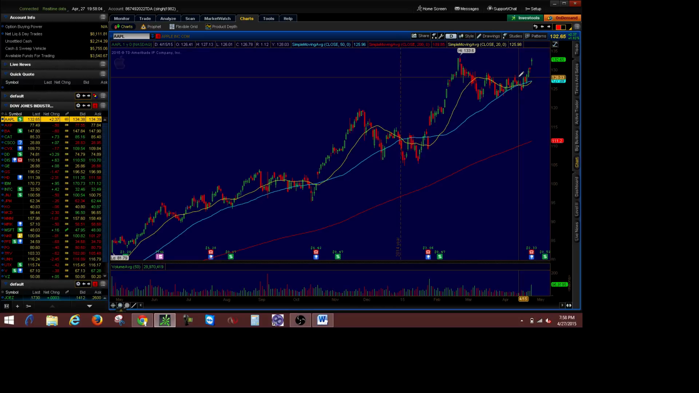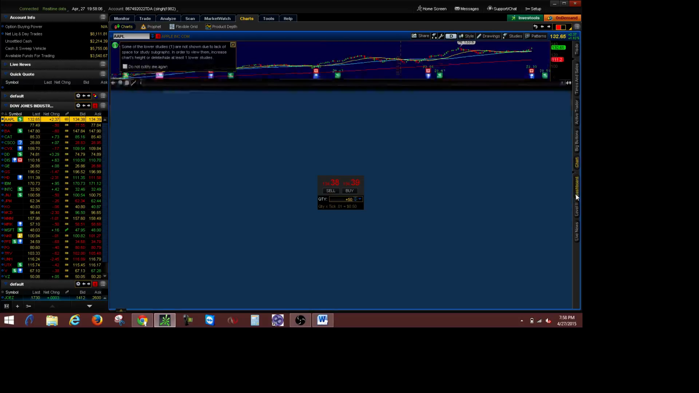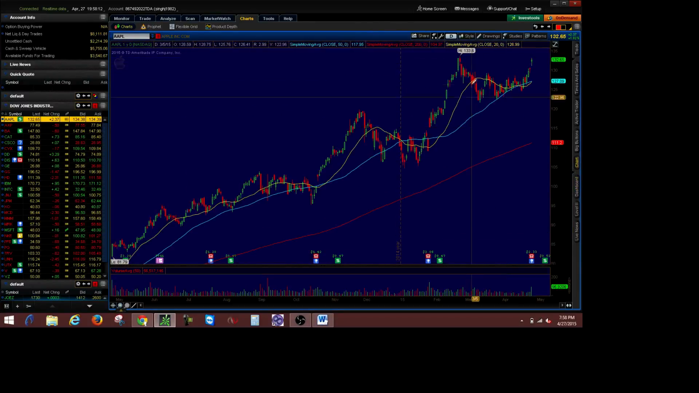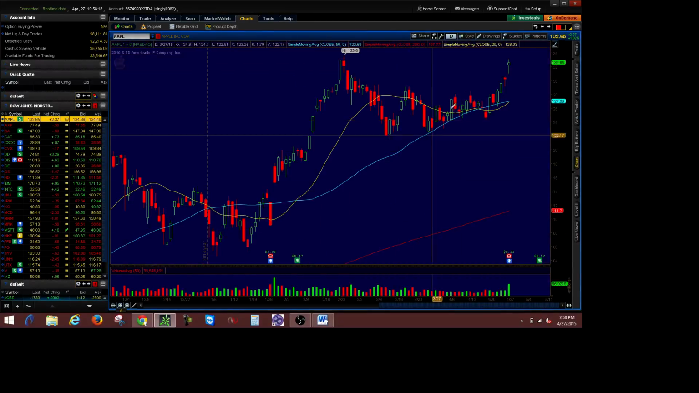Apple came out with earnings today. I believe it's around 134.38, 134.39. So it's up a couple bucks up there, and so it'll be making an all-time high. Depends on how it opens tomorrow. The trend is up. That's your daily chart on it.